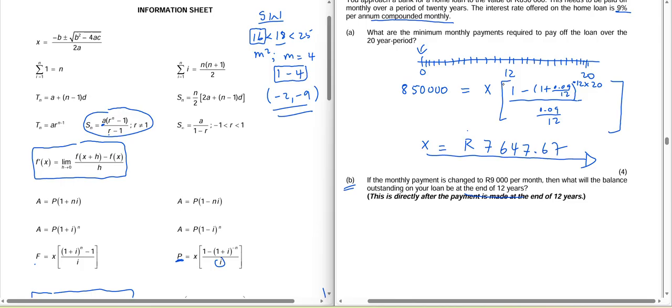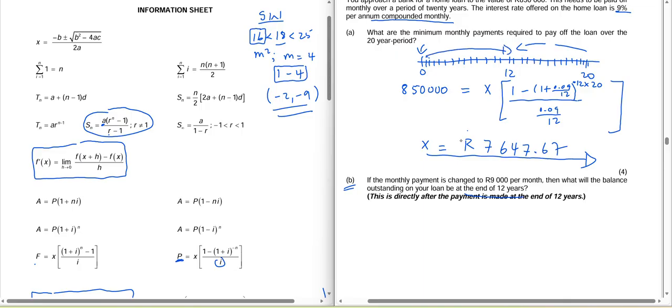So there are two ways. Either you can work in the future or you can work backwards. But the challenge that we have is that there is a change in the monthly installment. Since there is a change in the monthly installment, it's kind of difficult to work backwards. So the approach that you will need to take is you need to move forward.